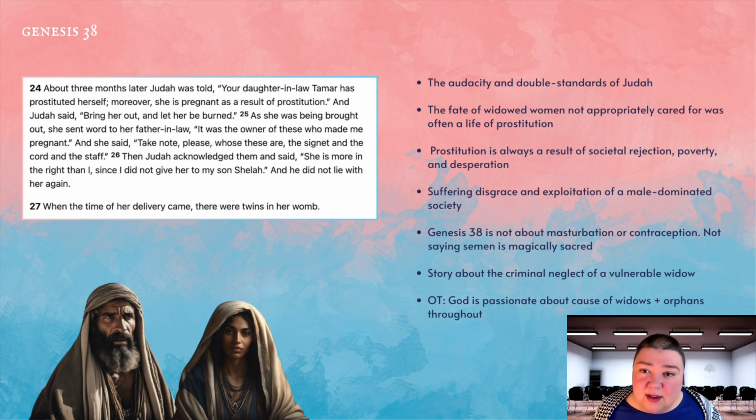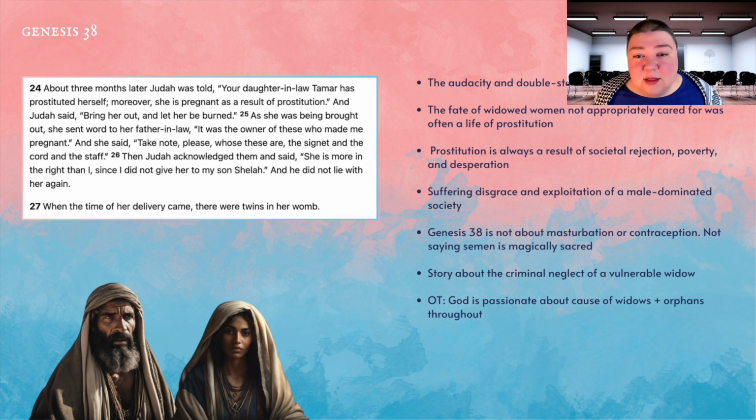This passage in Genesis 38 is not about masturbation. This passage is not about contraception, nor is it about how semen is magically sacred, nor is it a lesson against contraceptive measures. It's a story about the criminal neglect of a vulnerable widow.